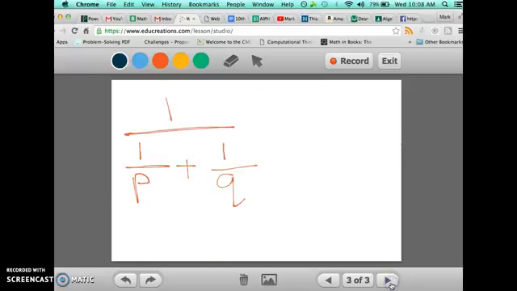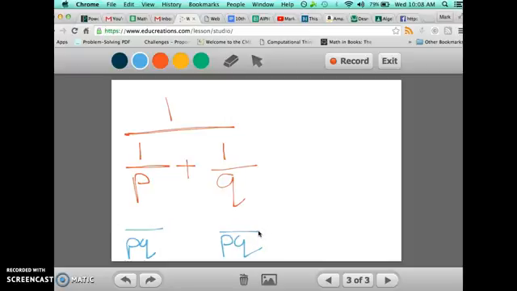Let's do one more. 1 over p plus 1 over q. So again, I want to divide by this, but that means multiply by the reciprocal, and I need to figure out what the reciprocal is by doing the addition, so getting a common denominator. So common denominator, p and q, no common factors, so I'm just going to multiply. This is pq, this is pq.